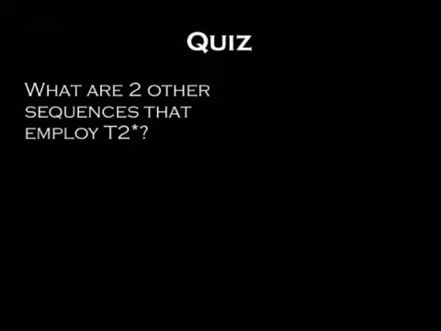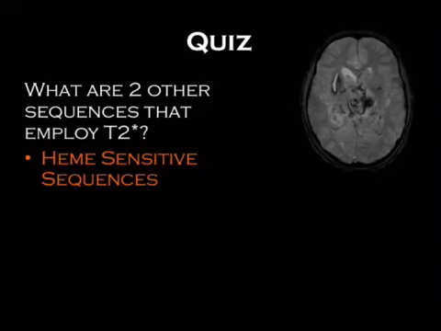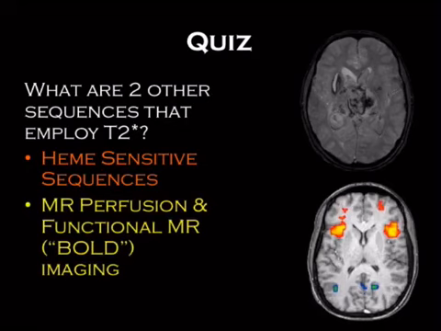So what are some other sequences that employ T2 star? The obvious one would be anything that's heme sensitive, right? Because we talked about blooming and a magnet inside of a magnet, and that creating an inhomogeneous field, and therefore making things darker quicker. The other one that a lot of people haven't thought of is functional MRI. The reason that functional MRI works is you're going to move your arm or whatever, and that part of your brain needs more oxygen. So it's going to pull in more oxygen, and then you're going to have more carbon dioxide, and then there's going to be a washing in of blood. And so there's all this physiology that's taking place.